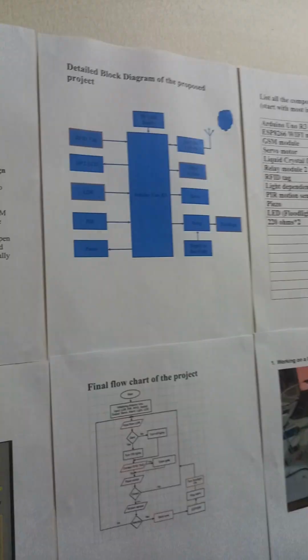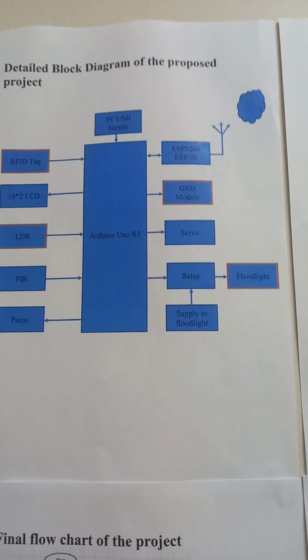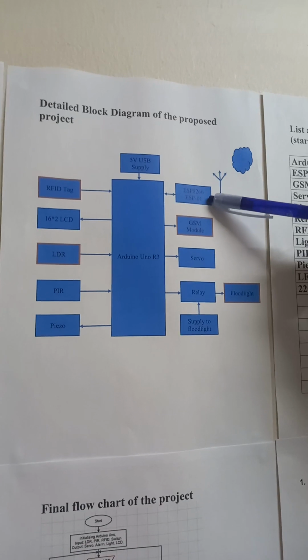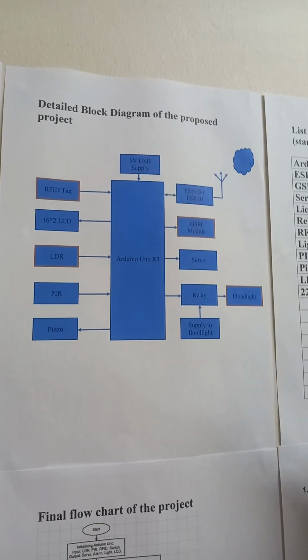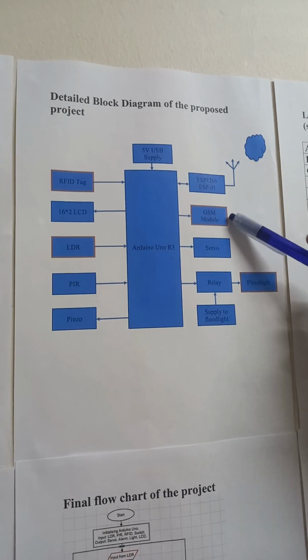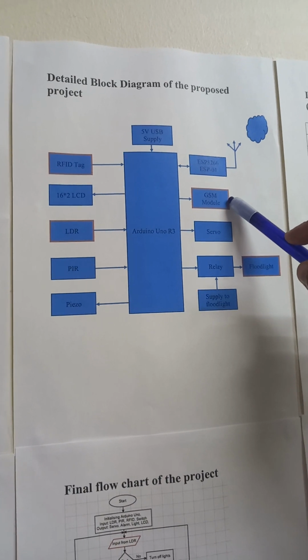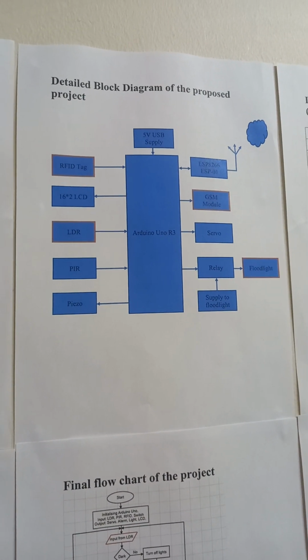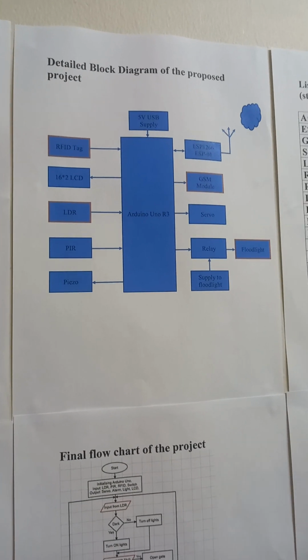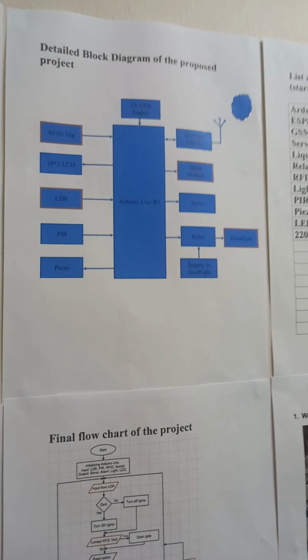Okay, now let me take you to the block diagram of my project. As you can see, this project must be supplied with a 5 volts DC supply. Now, here we have an ESP8266 ESP-01 Wi-Fi module, which is bidirectional. It writes and reads data. And the GSM module, which is used to send data. We have a servo. The purpose of the servo is to open the gate when the RFID is accepted.